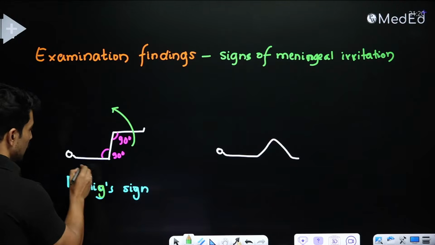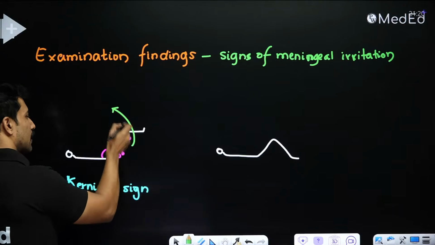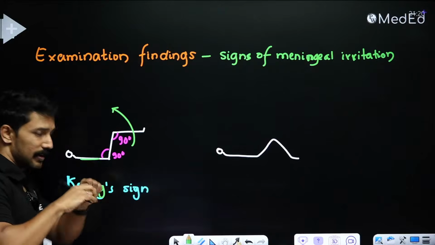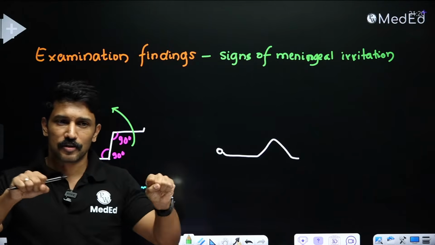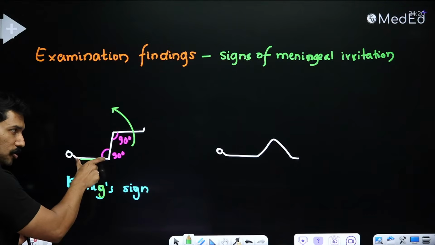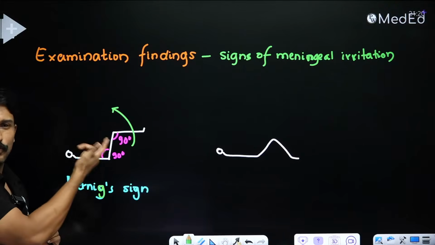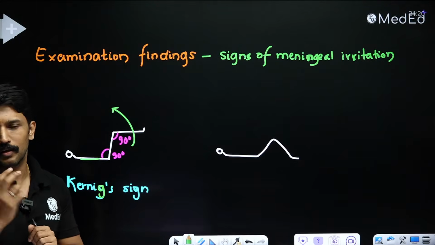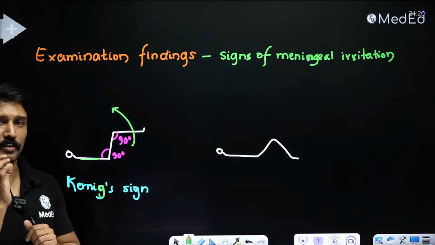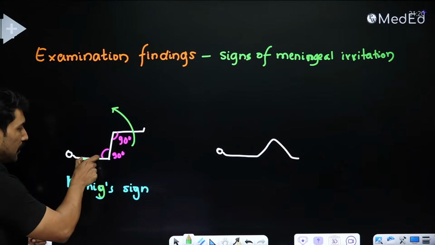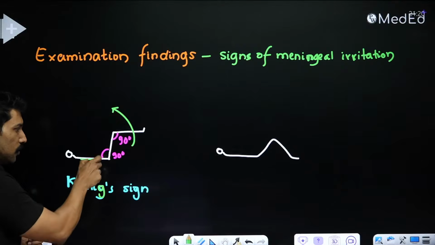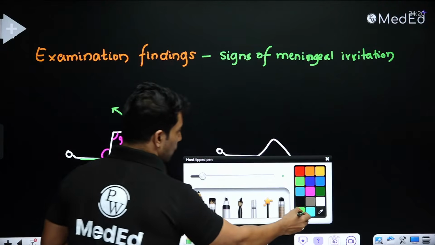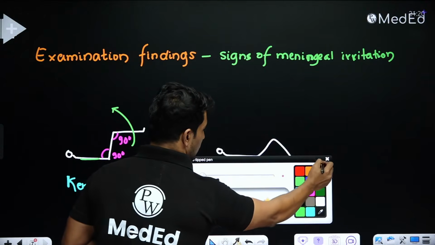But in these patients, as I try to further extend the knee, the spine gets stretched, and as the spine gets stretched, the meninges also get stretched. They are already irritated because of the inflammation, in subarachnoid hemorrhage because of the bleed, in meningeal carcinomatosis because of the cancer spread. When I try to stretch it further, this maneuver triggers pain. So the patient won't let you further extend the knee joint.